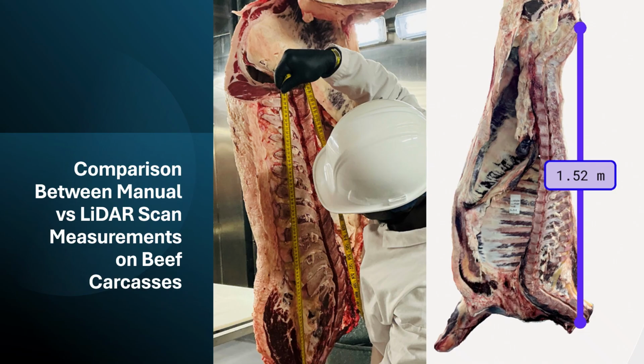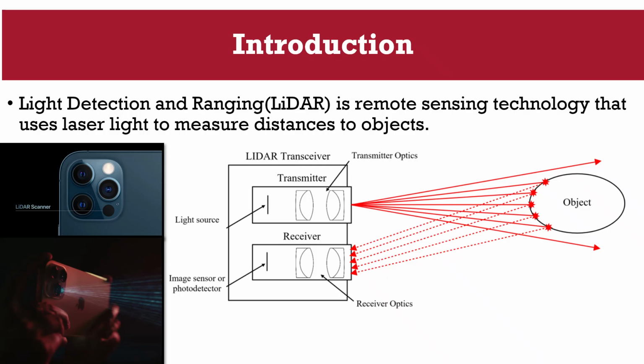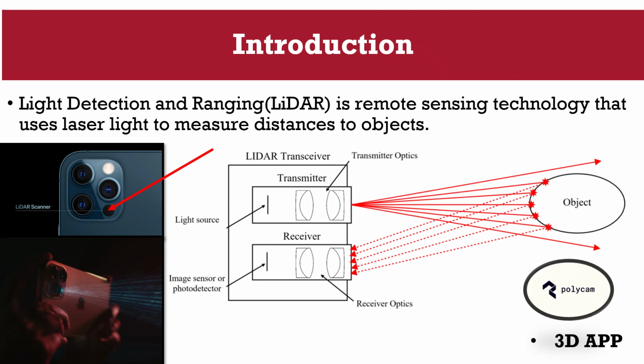And so let's talk about the LiDAR experiment, where I did a comparison between manual measurement and LiDAR scan on beef carcasses. And so what's LiDAR? It's a light detection and ranging sensor technology that uses laser light to measure distance to objects. Apple introduced it in their products in 2020, you can see it in iPhones and also iPads. So the light travels from the sensor to the object and then bounces back to the sensor. And when you have a 3D application like Polycam, you're able to get a 3D image.